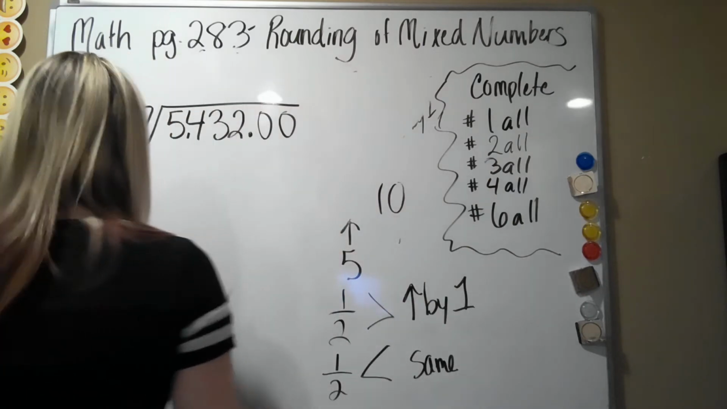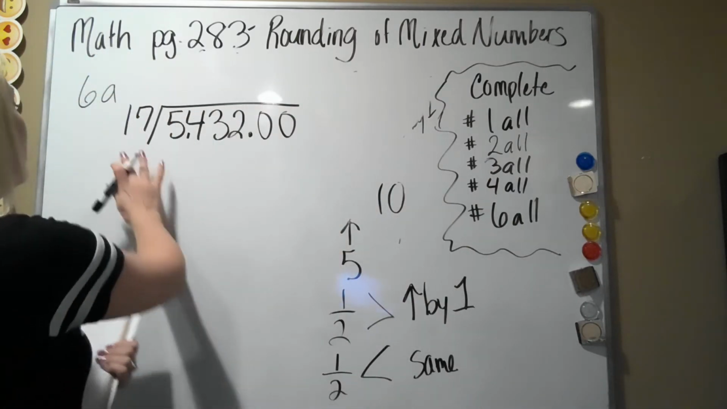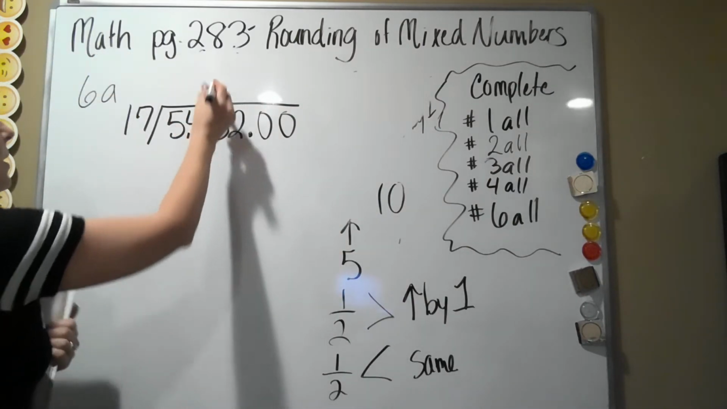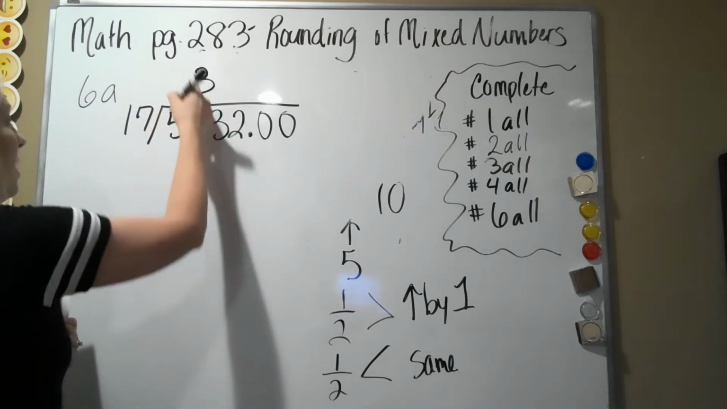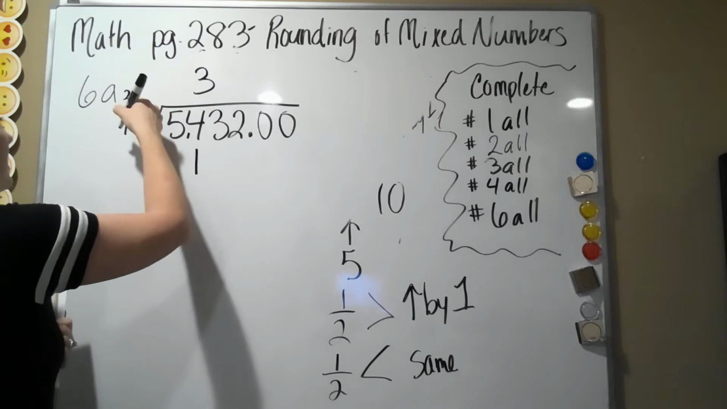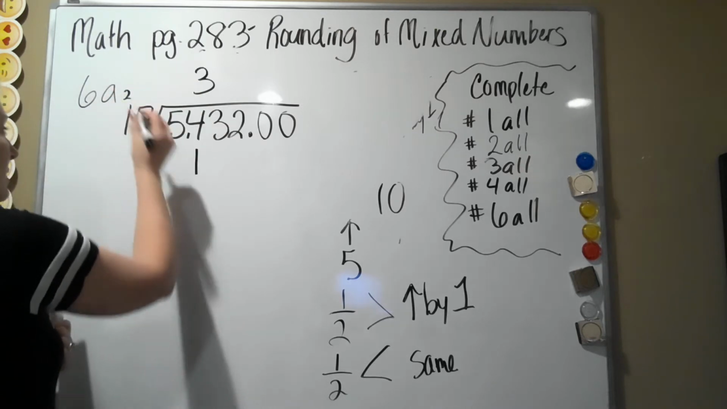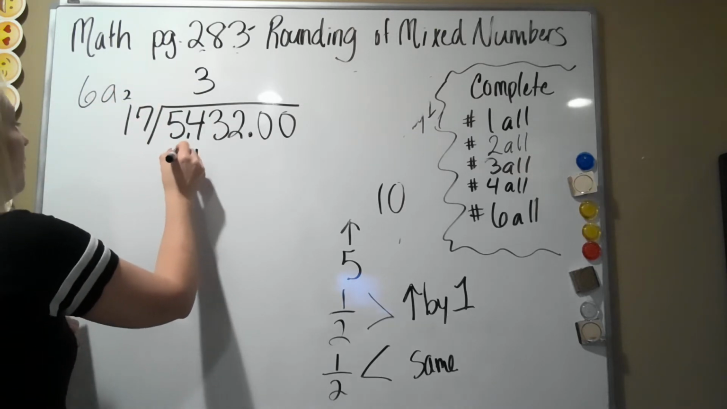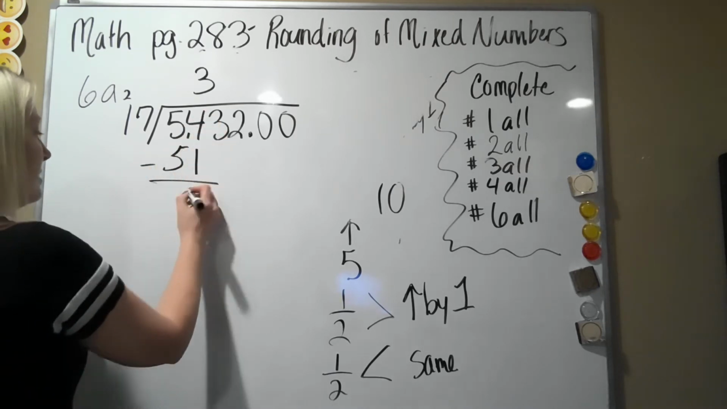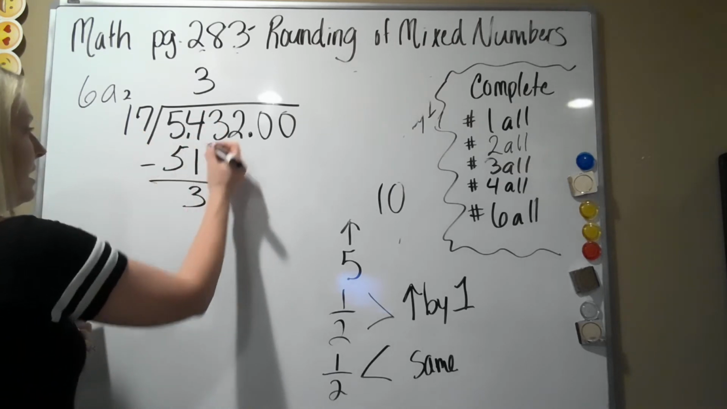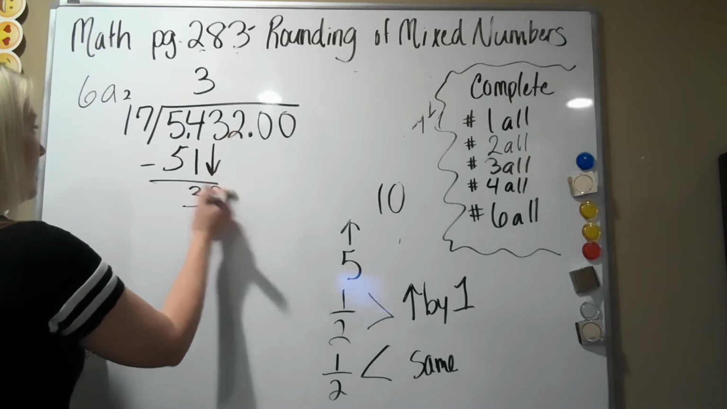I may do this a little bit quick for you guys. 17 goes into 54 3 times. 3 times 7 is 21, with a 2. 3 times 1 is 3 plus 2 is 5. I subtract, I get 3. 17 can't go into 3, so I'm good. I bring down my 3.